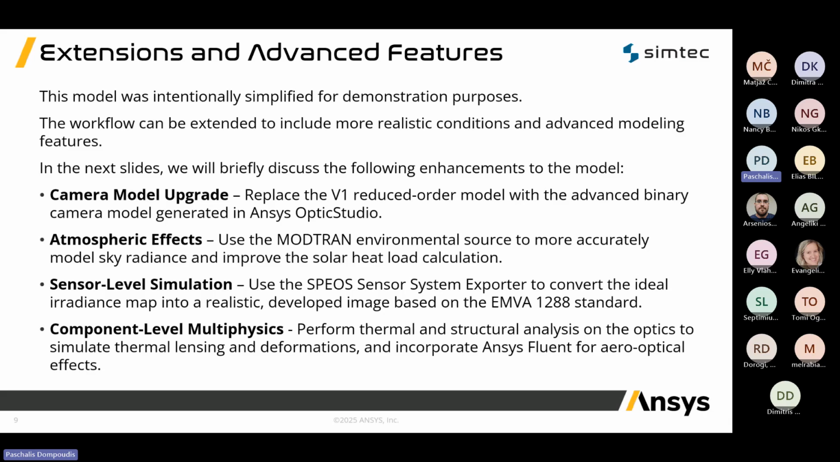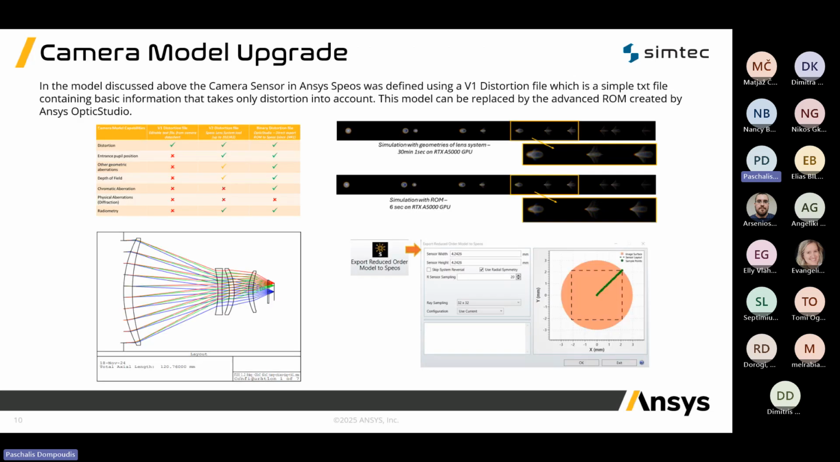First is upgrading the camera model with realistic optical performance data. Second is improving the environmental source for a more accurate thermal analysis. Third is performing a sensor level simulation, and finally running a full multiphysics analysis on the optical components to predict deformations. So our first extension is upgrading the camera model.